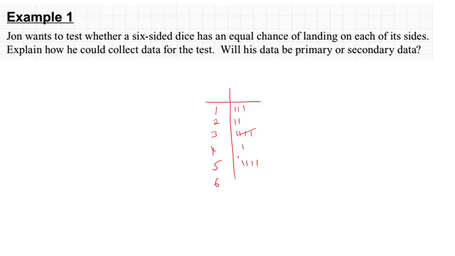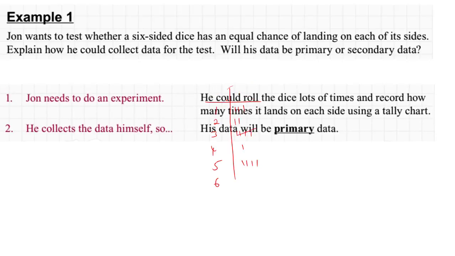If they are equal, then he can now say, okay, I've proved that this die has an equal chance of landing on any side. Okay, now the data he's going to collect here is going to be primary, because he's going to need to do this himself. Okay, so that's how I would answer that kind of question. So the answer to part 1 has been written there, if you just want to look at the wording, and the answer to part 2 is also written there if you just want to look at the wording.